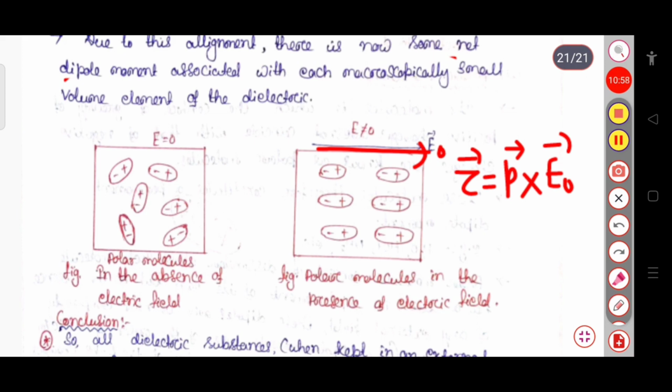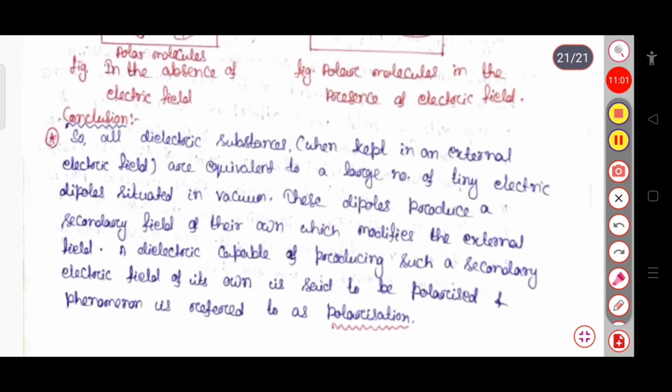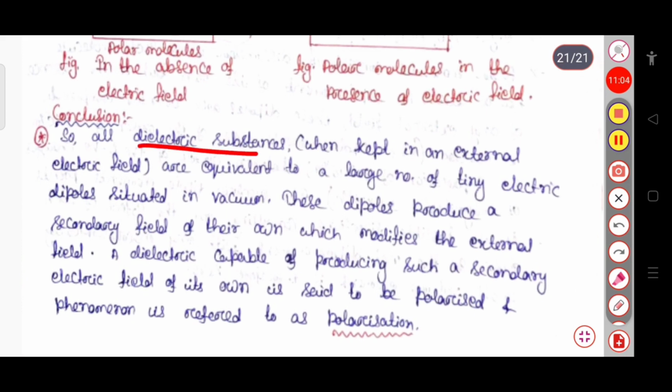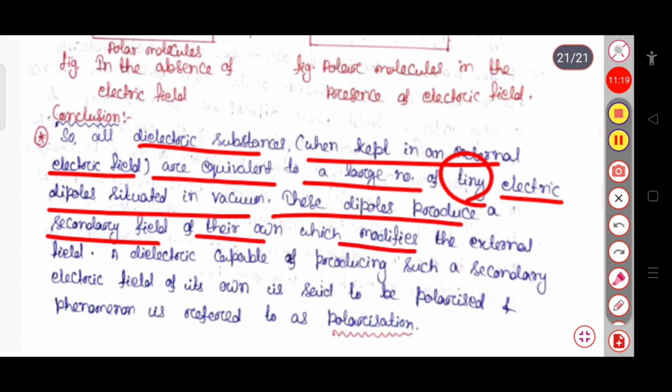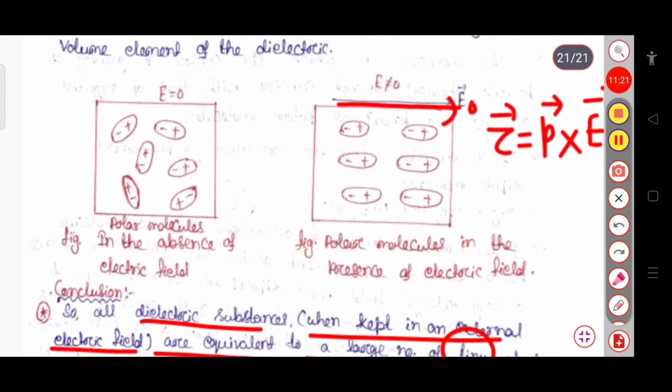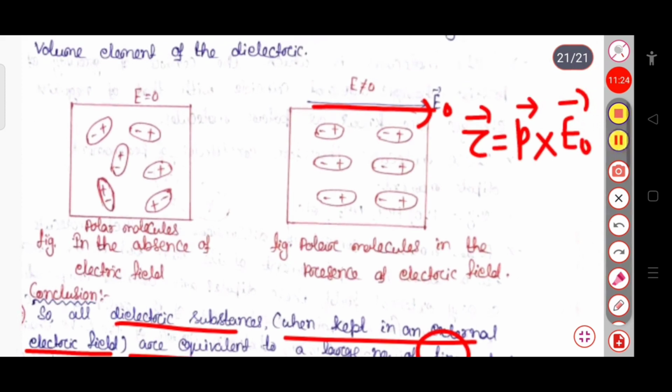So the conclusion that we get is that all dielectric substances, when kept in an external electric field, are equivalent to a large number of tiny electric dipoles situated in vacuum. These dipoles produce a secondary field of their own which modifies the external field. It means that these tiny electric dipoles can also exert their own electric field.